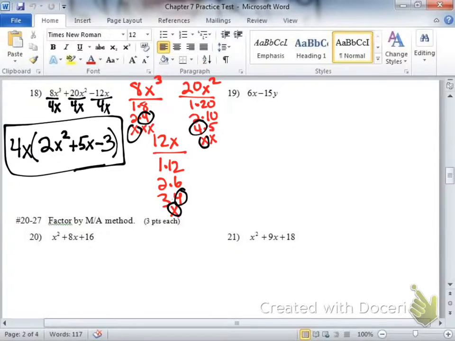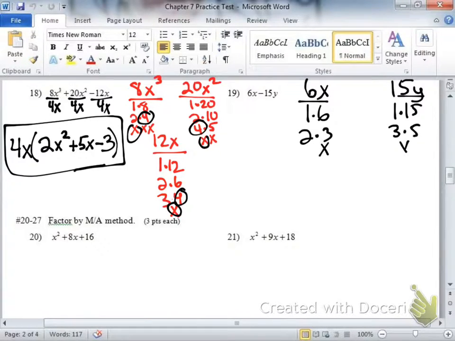Alright, last one, we have 6x. We have 15y. That is going to be 1 and 6, 2 and 3x, 1 and 15, 3 and 5y. In common, they have 3.